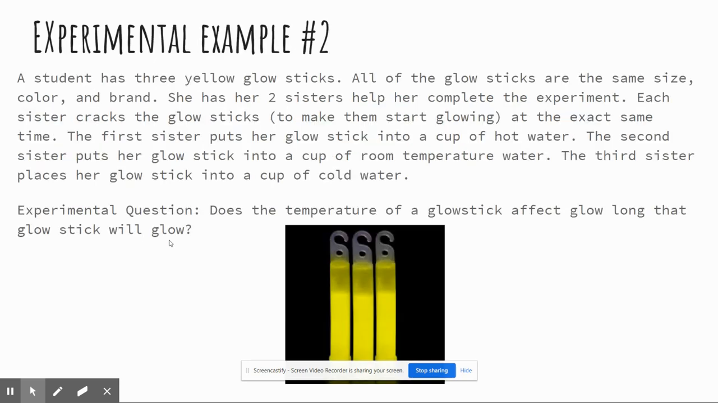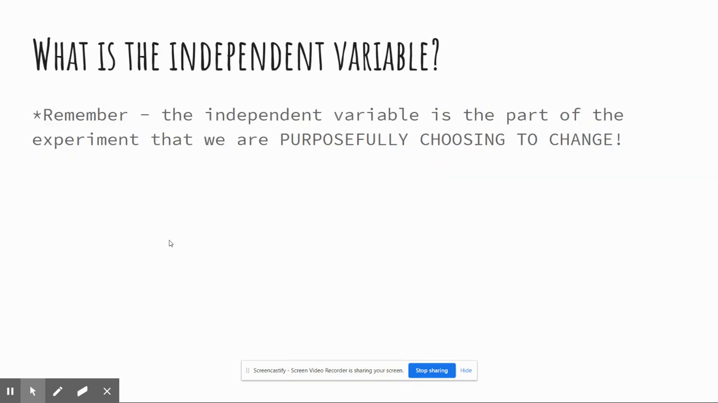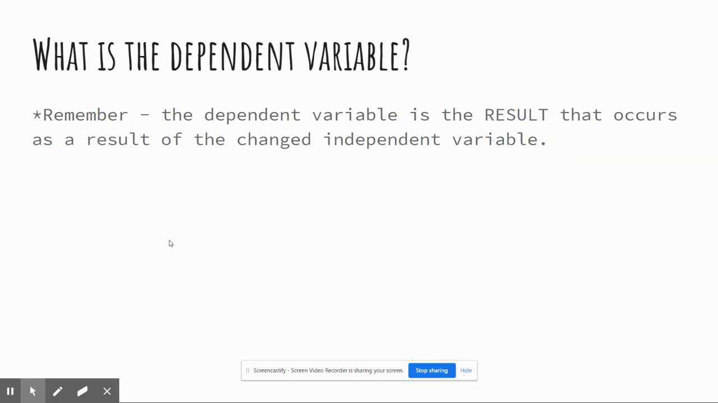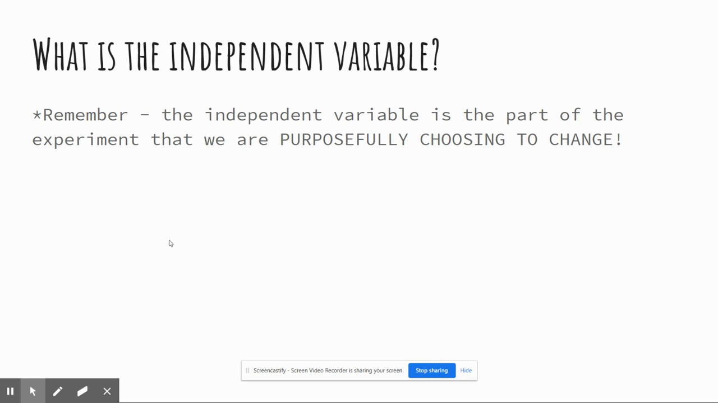They started to glow at the same time. So the only thing that would be different here, the only thing that we purposefully changed between each of the glow sticks was the temperature that that glow stick was. We made one hot, we made one room temperature, and we made one cold. So the temperature of the glow stick would be our independent variable there.